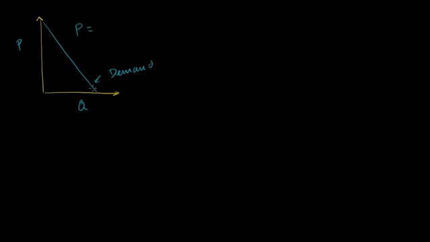Since this is a line, we can essentially write it in our traditional slope y-intercept form. In algebra class, if this was y and this was x, you would write y is equal to mx plus b, where m is the slope and b is the y-intercept. I'll do something very similar, but instead of y and x, we have p and q. So p is equal to m times q, where m is the slope, plus the p-intercept, b. So this right over here is b.